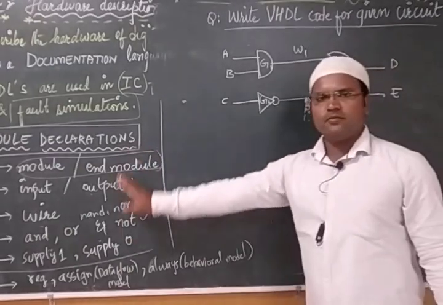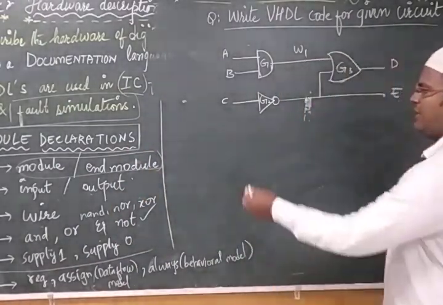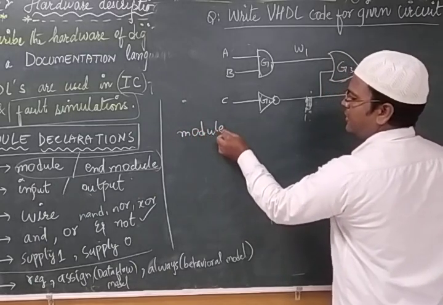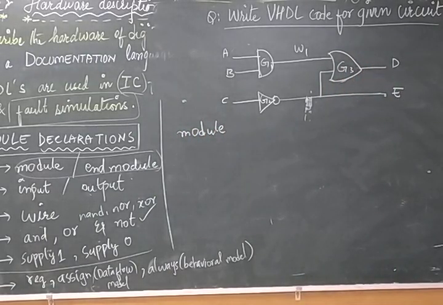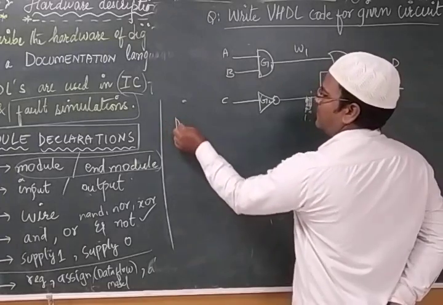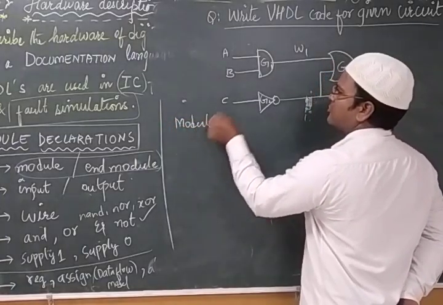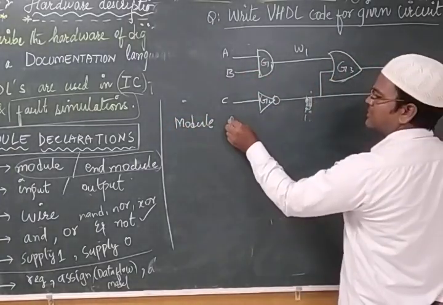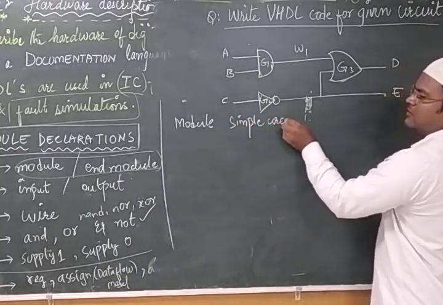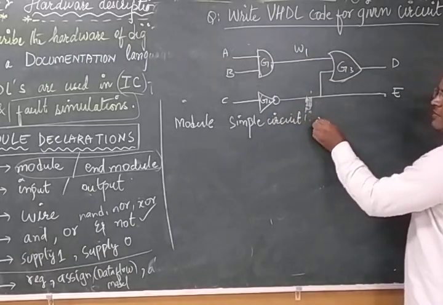So we know this is our module, right? The first thing I need to write is to initiate it. So I am writing module. When I write the module, it indicates that our program is going to start from there. Since it is not given any name, I am writing the module name as, suppose, simple_circuit. This is my definition: simple_circuit with a semicolon.